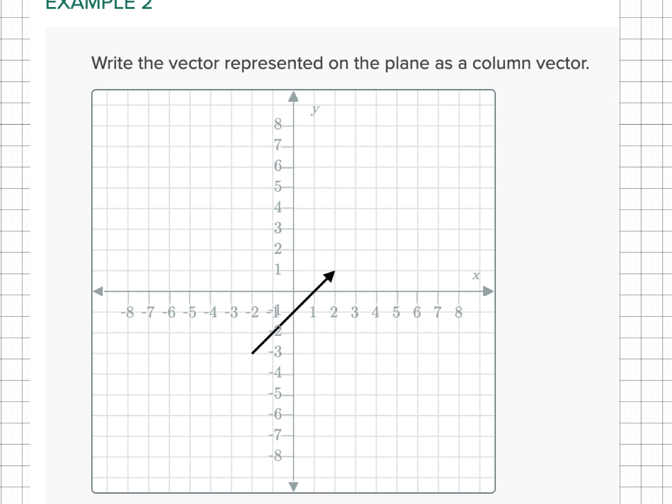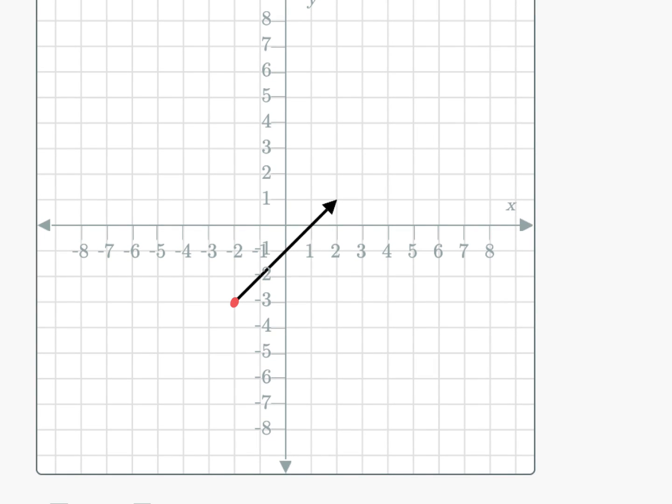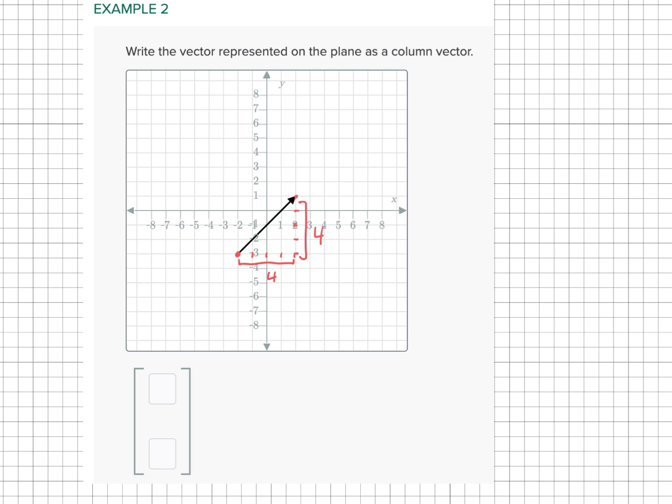Write the vector represented on the plane as a column vector. The first step is to look at the initial side and the terminal side. We just look at how many steps. From here 1, 2, 3 and 4. So this is going to be 4, and then from there again, 1, 2, 3 and 4. So this is going to be 4. Now if we write the column vector, there's going to be 4 going this way and 4 going that way. So that's going to be 4, 4. Simple as that.